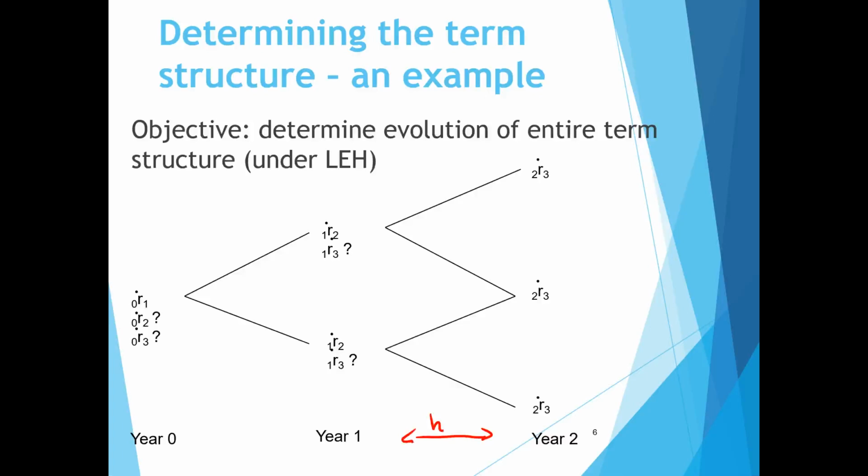But now we're missing the term structure. So for example, at time 0, we're missing the 2-year rate and the 3-year rate. And then at time 1, we're missing the 2-year rate, the one that goes from year 1 up to year 3. And here we're missing, again, the 2-year rate. So now the question is, how do we get these rates of the term structure?